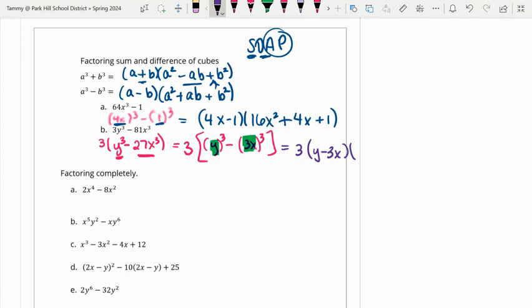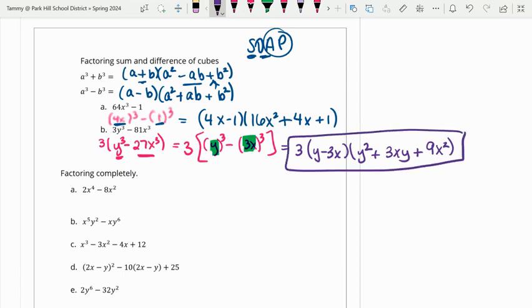Then I have to square the a, so y squared plus multiply y times 3x, that's going to be a 3xy, and then always positive, so plus, take b and square it, so square both of those in there, you get 9x squared, and leave the 3 on the outside.